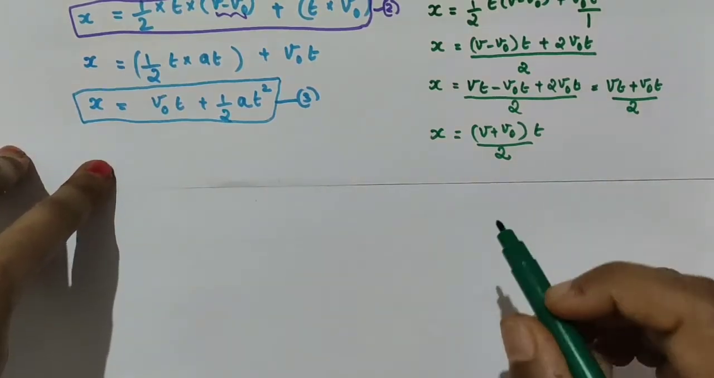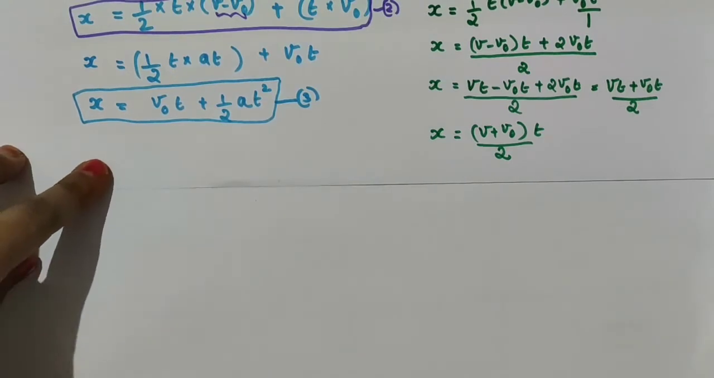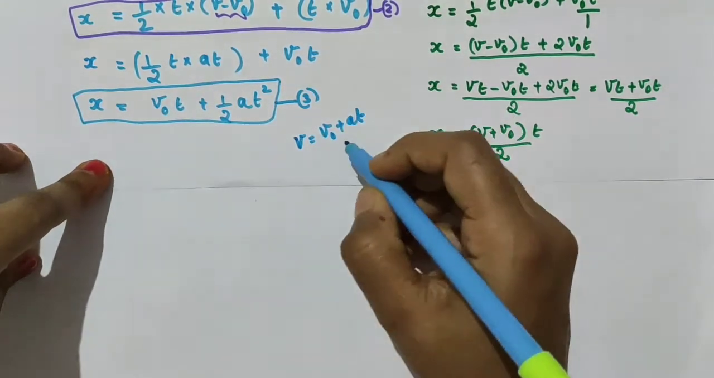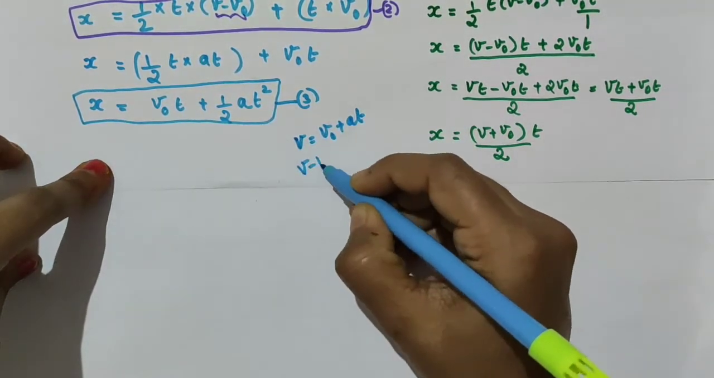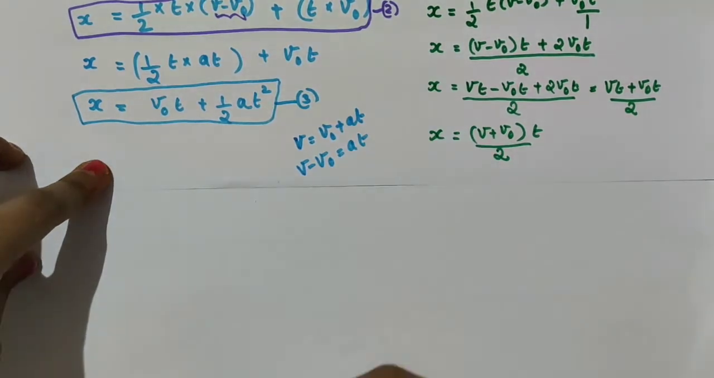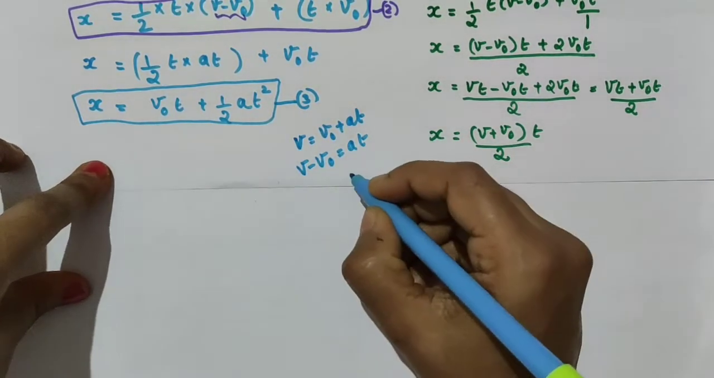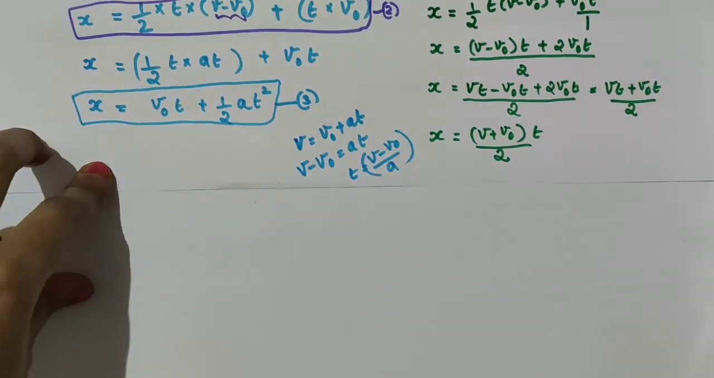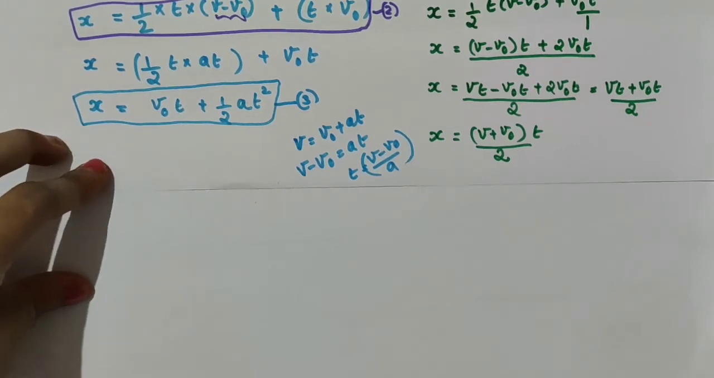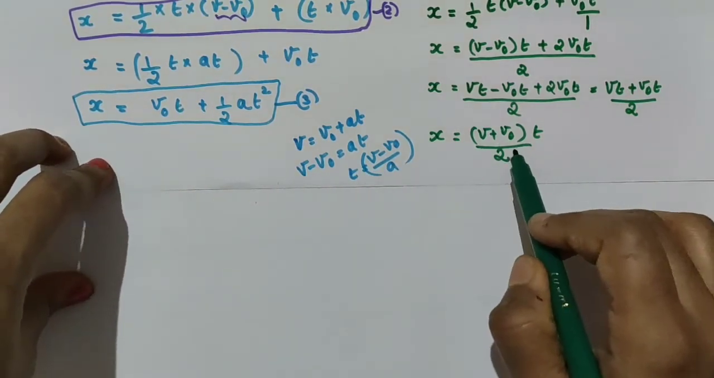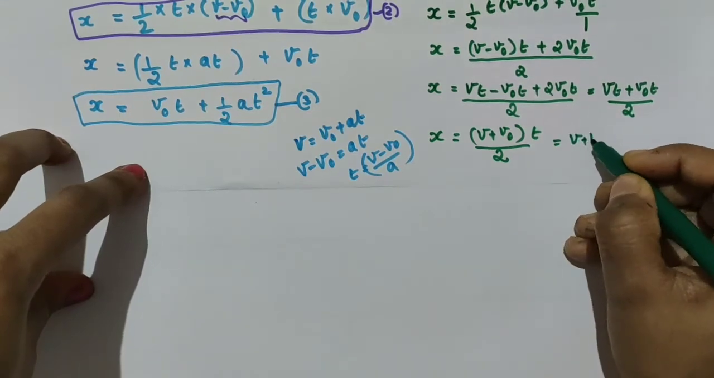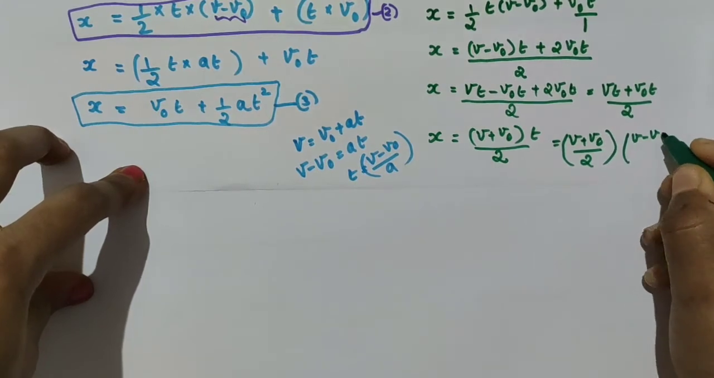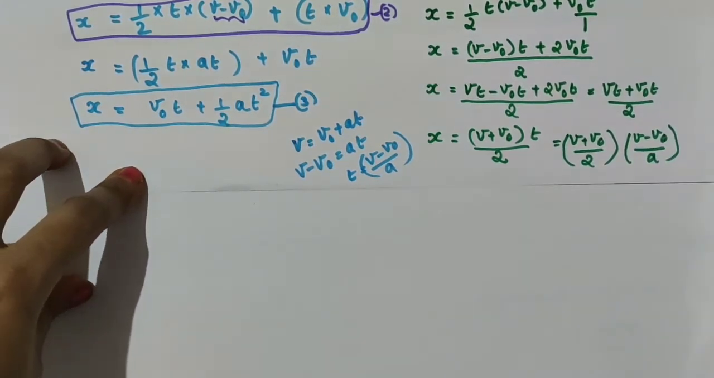Okay, now what I'm going to do is, we already got equation number 1 as V equal to V0 plus AT. Then when I'm taking this V0 to this side, that becomes V minus V0 equal to A into T. Then from this expression, we can write T as V minus V0 divided by A. Okay, so I'm going to substitute this T value in this expression. That is, this expression becomes V plus V0 divided by 2 into T, which is V minus V0 divided by A.